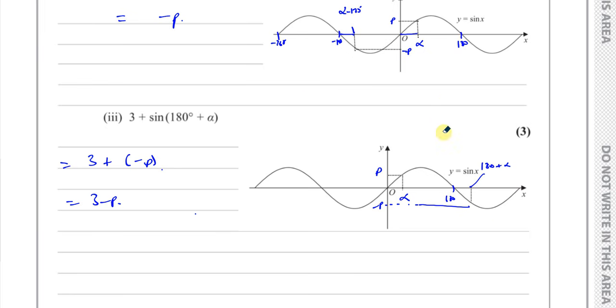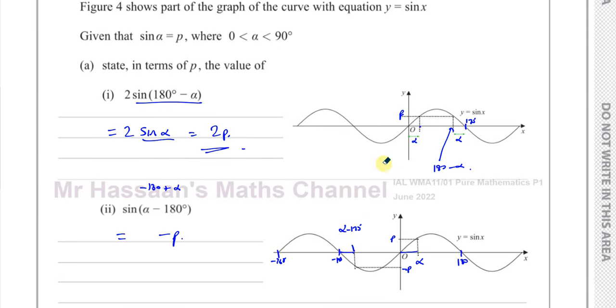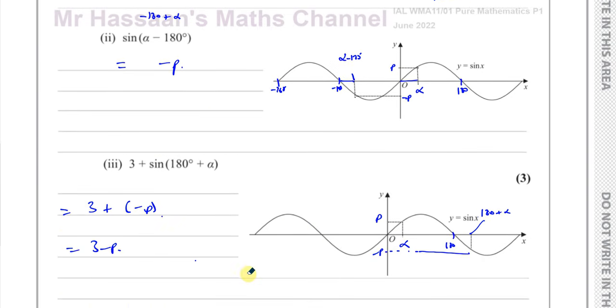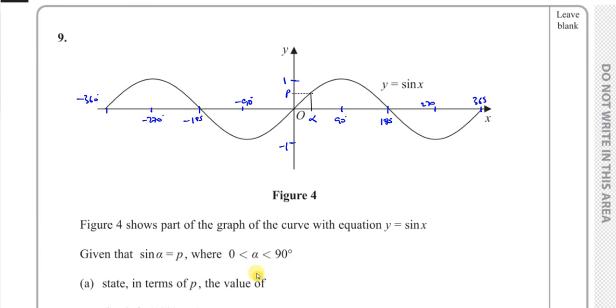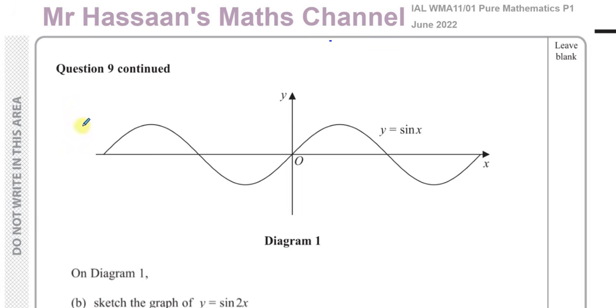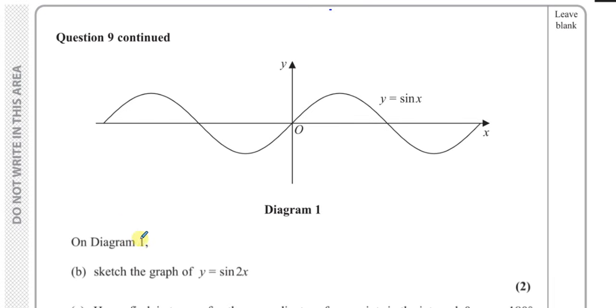So we've used the symmetry of the curves in order to solve these problems, rather than using some sort of trigonometry from P2. And now for part B, it says on diagram 1, sketch the graph of y equals sine 2x. What we have drawn is y equals sine x on the graph. So we should know that the coordinates of these points are as follows. This is 0, of course. This is 180. Here we have 360 degrees. Here we have negative 180 degrees, and here we have negative 360 degrees.